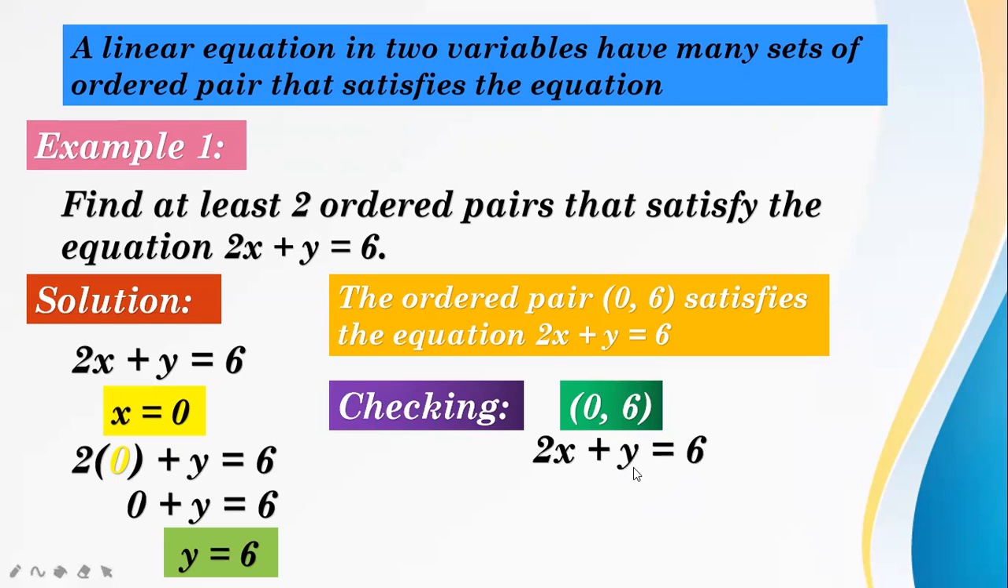So we have 2x plus y equals 6. Then 2, x changes to 0, your y to positive 6, equals 6. Then 2 multiply 0, the answer is 0, plus 6 equals 6. Then 0 plus 6, the answer is 6 equals 6. So they are equal, and therefore 0, 6 satisfies the equation 2x plus y equals 6. And therefore 0, 6 is one of the solutions of 2x plus y equals 6.